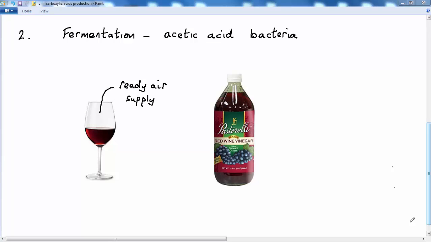However, the process will take place anyway if you expose a bottle of wine or a glass of wine to air, because the acetic acid bacteria is present in the wine anyway, and it will gradually convert that ethanol into ethanoic acid slowly over a number of days or weeks. So the process will take place naturally.